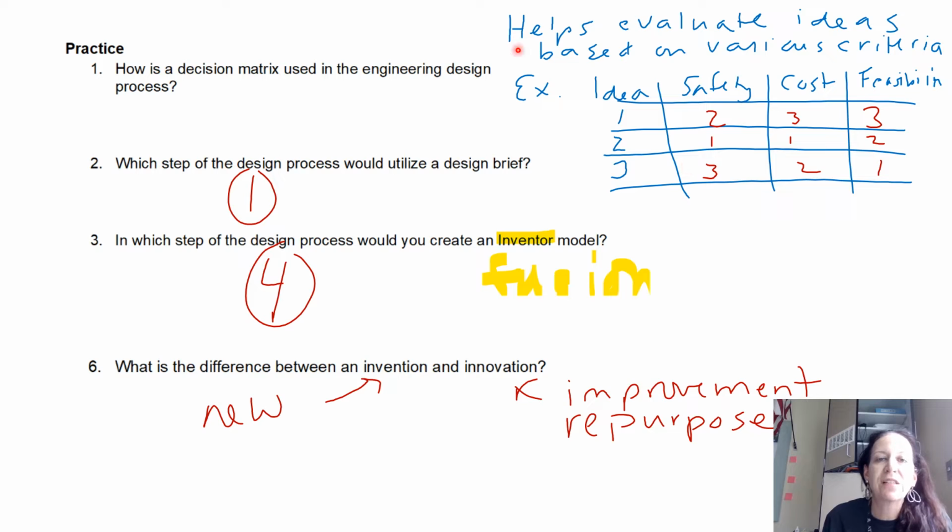The decision matrix helps evaluate ideas based on various criteria. You might have your ideas, you would probably name them, and then you'd rank them on different aspects of it. And then you'd either be looking for the highest number or the lowest number, depending on how you set it up. Design brief would be in step 1. A fusion model would be in step 4. An invention is something new. An innovation is an improvement or repurposing of something that already exists.